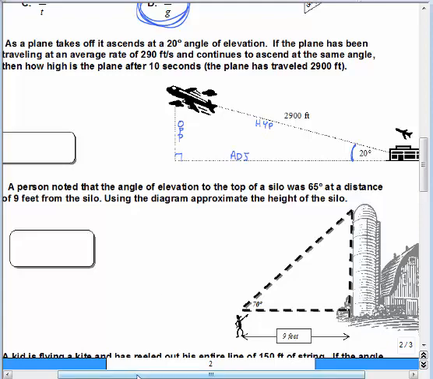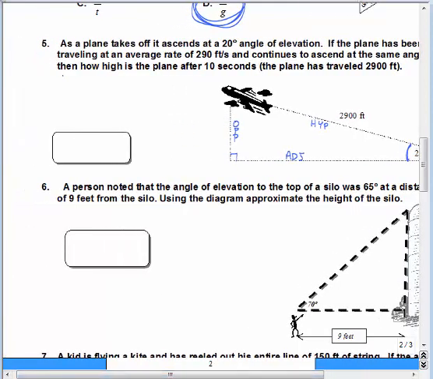So step 1's covered, I labeled. So step 2, which side do we have? Okay, we have the hypotenuse. And which side do we want? We want to know how high the plane is up in the air, so we want opposite. So the trig ratio that relates h to o, if you remember, look at the notes if you need to, but that's sine. So this tells me right here that I should use sine.